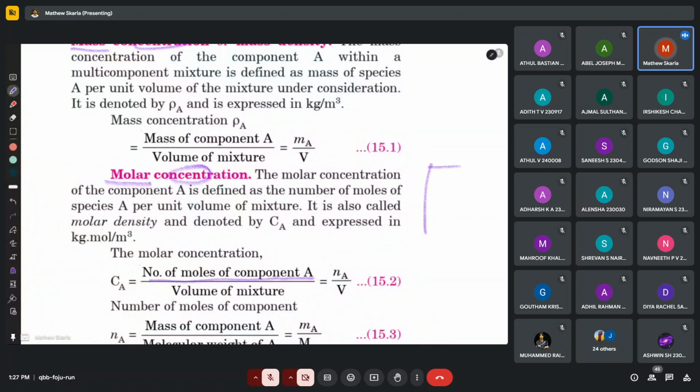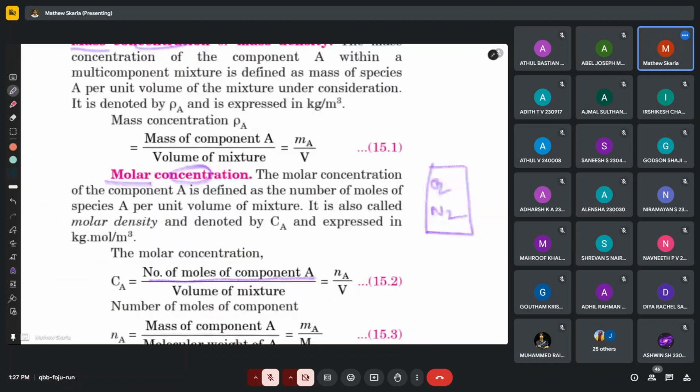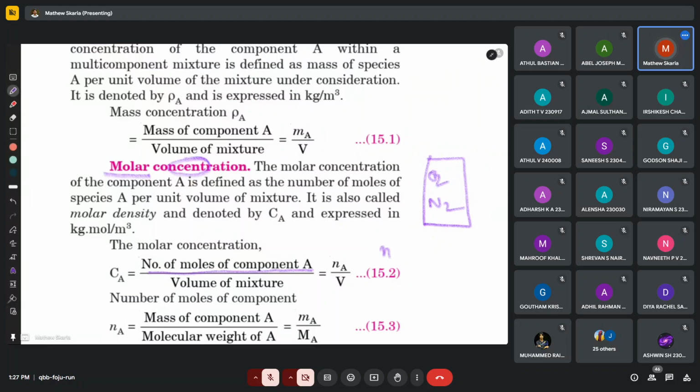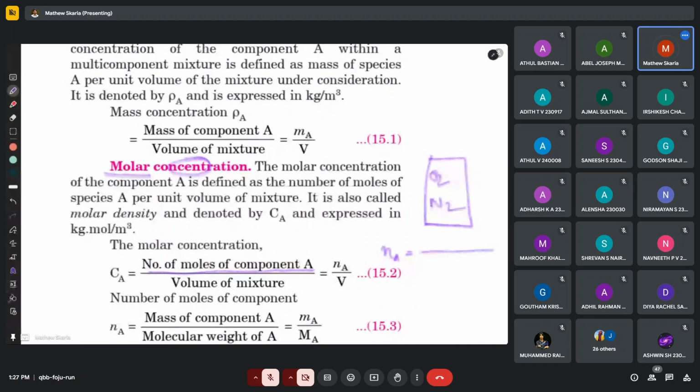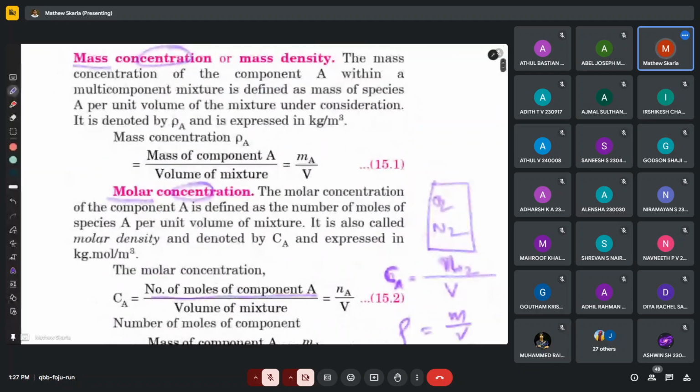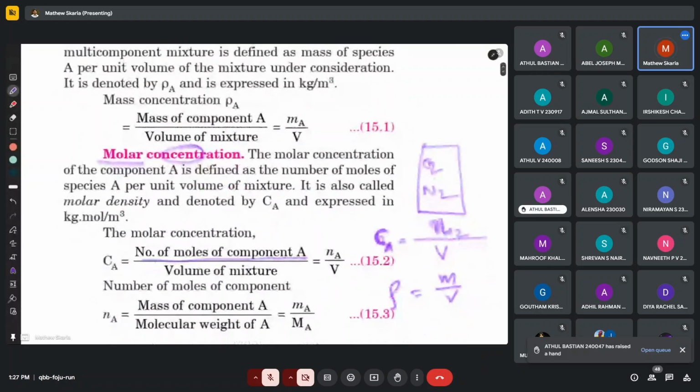Suppose again I am taking a mixture of two gases, oxygen and nitrogen. Then the molar concentration, Ca is the notation used, is equal to the number of moles of oxygen divided by the volume. Instead of mass, we put the number of moles. Density is equal to mass by volume in the case of mass concentration or mass density. Molar density, in terms of C, the symbol used, is equal to N by V. N is the number of moles divided by the total volume.